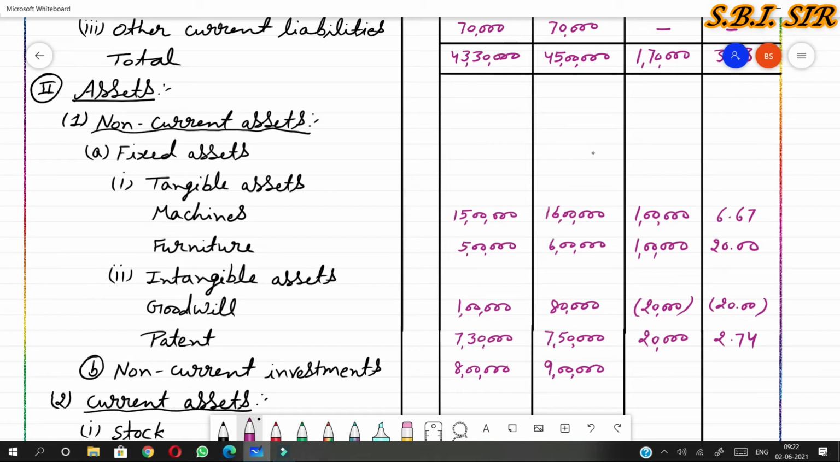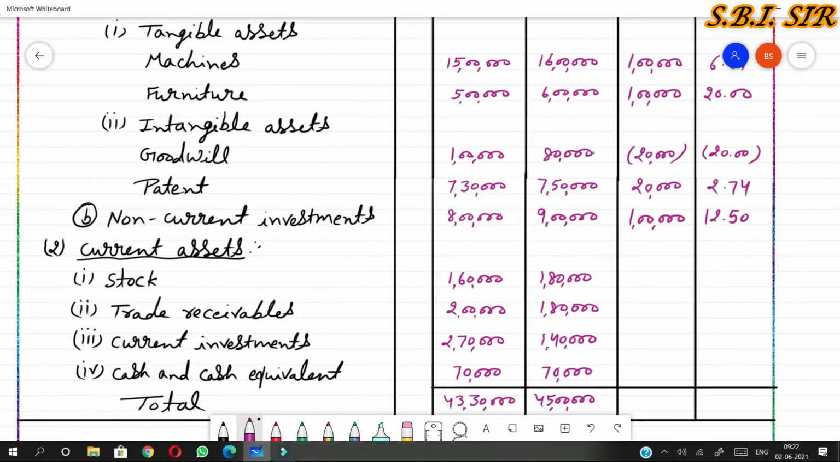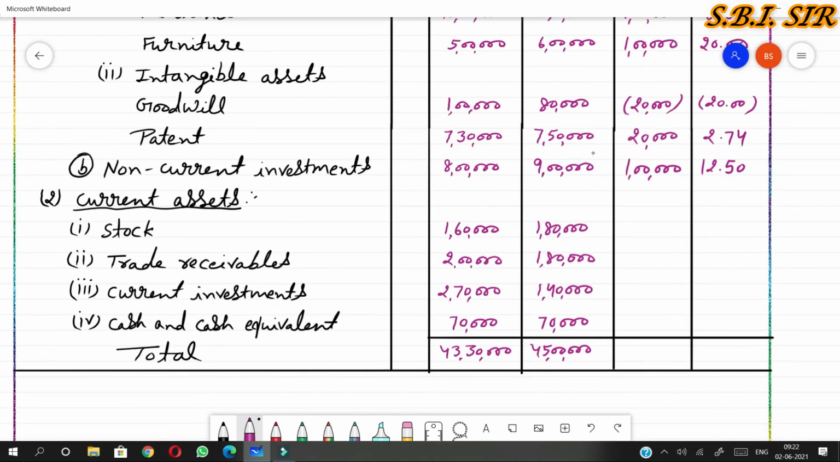Then in non-current investments there is an increase. 9 lakh minus 8 lakh, we will get 1 lakh increase. 1 lakh divided by 8 lakh multiply by 100, we will get 12.50 percentage. Then in stock there is an increase. 1,80,000 minus 1,60,000, we will get 20,000. 20,000 divided by 1,60,000 multiply by 100, then we will get 12.50 percentage.